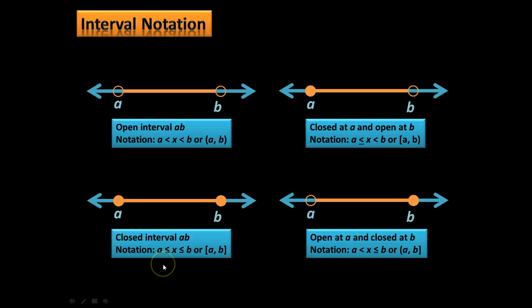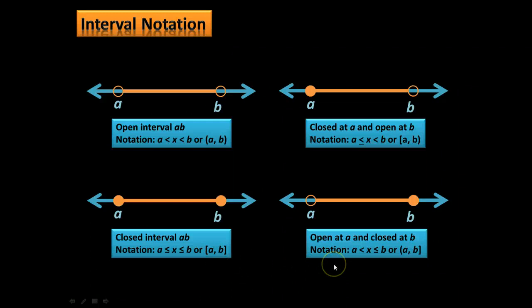Down here at the bottom, closed interval AB means we are including both endpoints. A and B are both solutions to this inequality. So we're going to have less than or equal to for the A and for the B when we're using the inequality notation, and then we're going to have both closed square brackets when we're using interval notation.